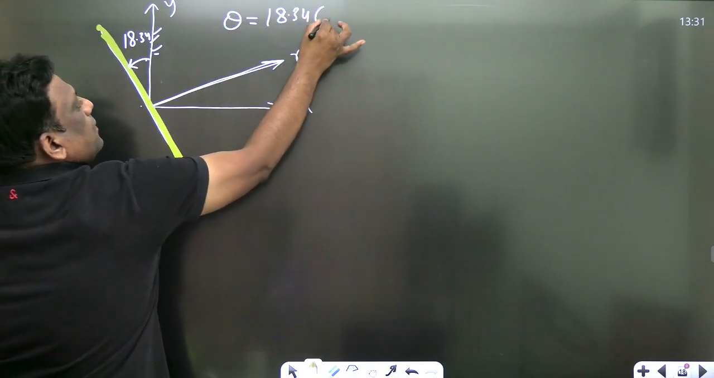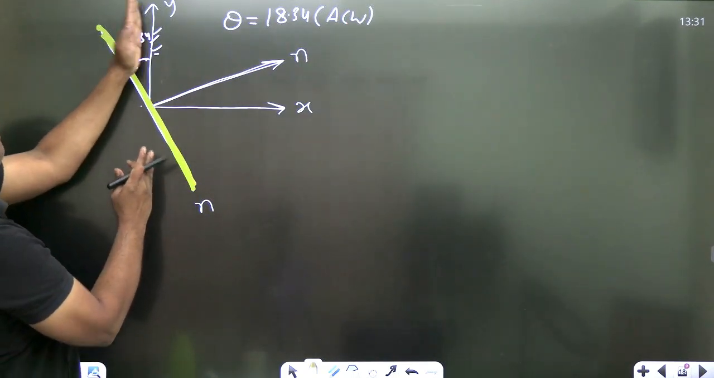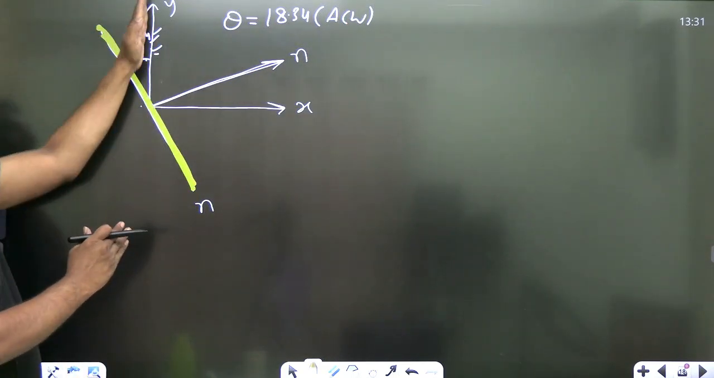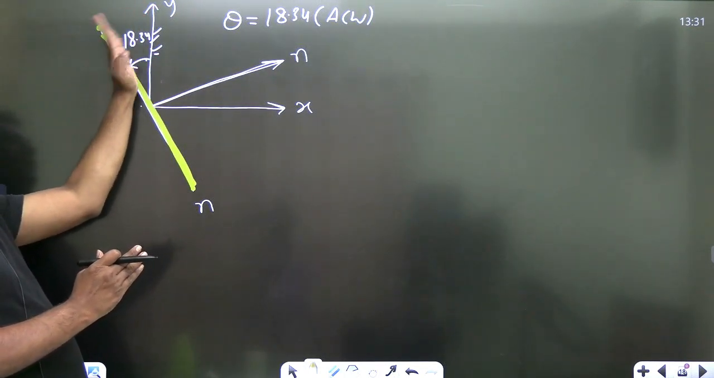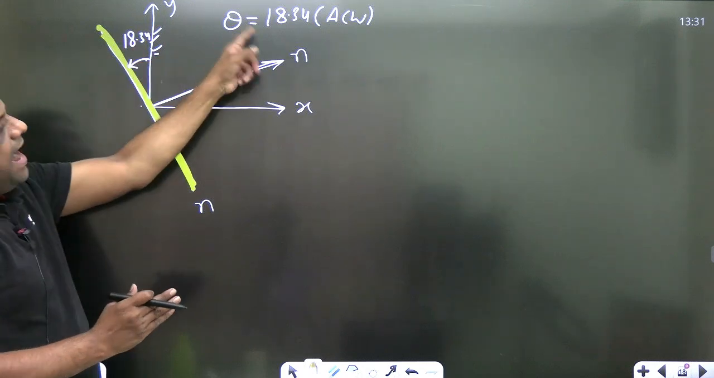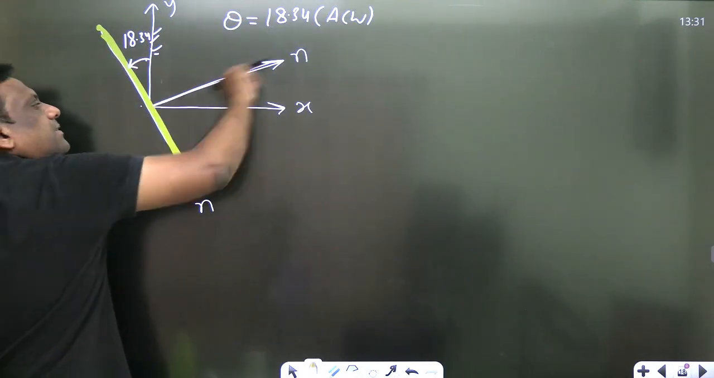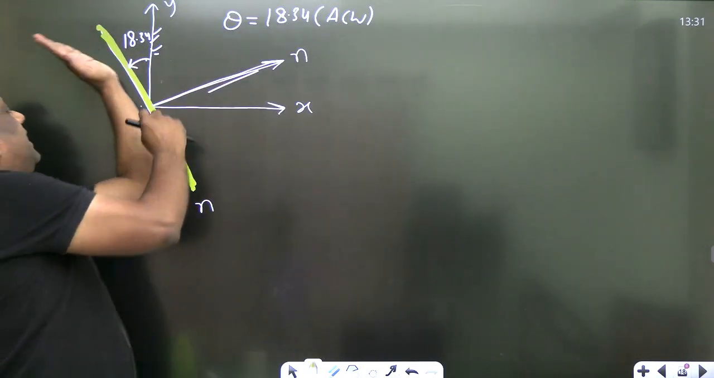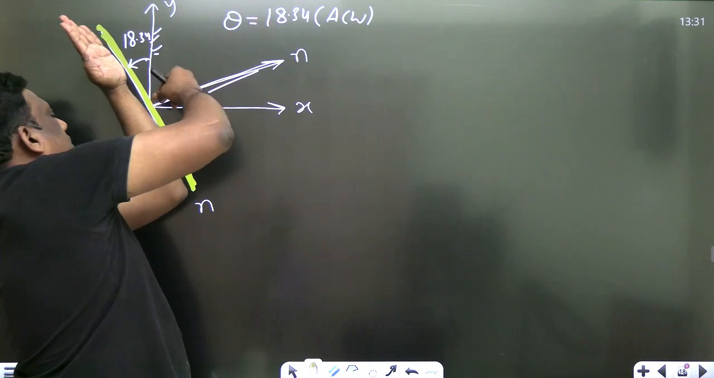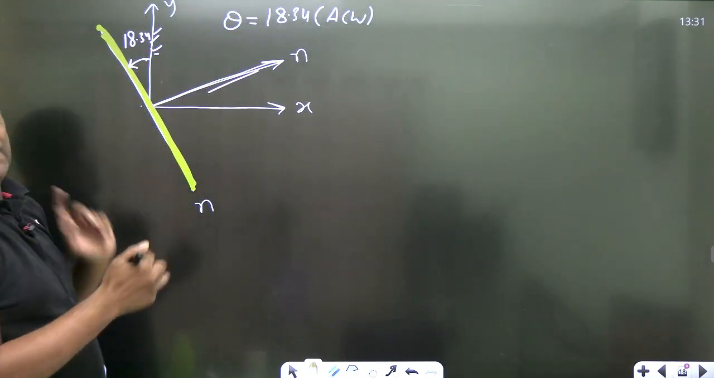Is it positive or negative? It is anti-clockwise. Why anti-clockwise? Because for this plane, please observe, from this it is rotated by how much? 18.34 anti-clockwise. So anti-clockwise is positive. So if you want this, it means it is this plane. On this plane this is the normal. So therefore he is talking about this plane. So for this, theta is 18.34.